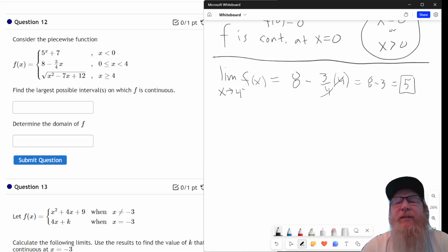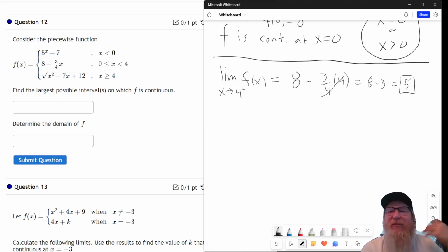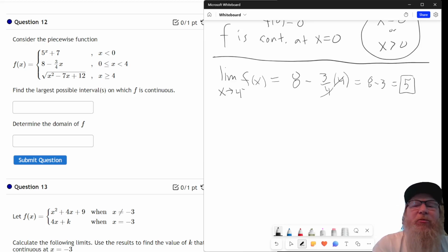See, the 4s will cancel out. Or you could, I like to actually do it the long way. 3 times 4 is 12. 12 divided by 4 is 3. Canceling is okay. There's nothing wrong with it if you get the right answer, but I always like to verify that I'm not just crossing stuff off that actually is not valid. So that is definitely a valid canceling.